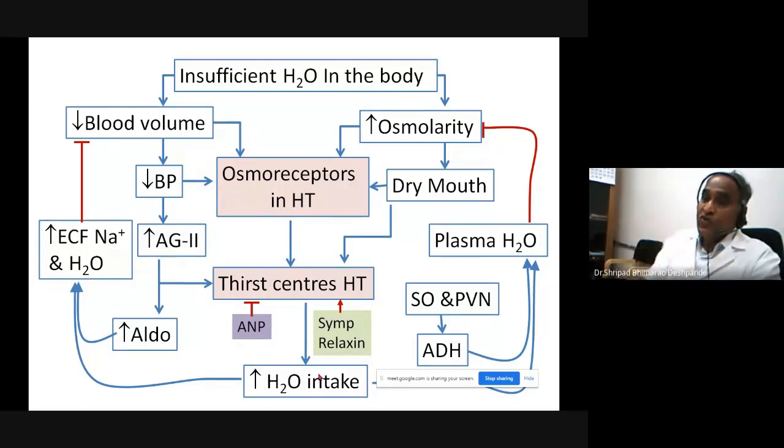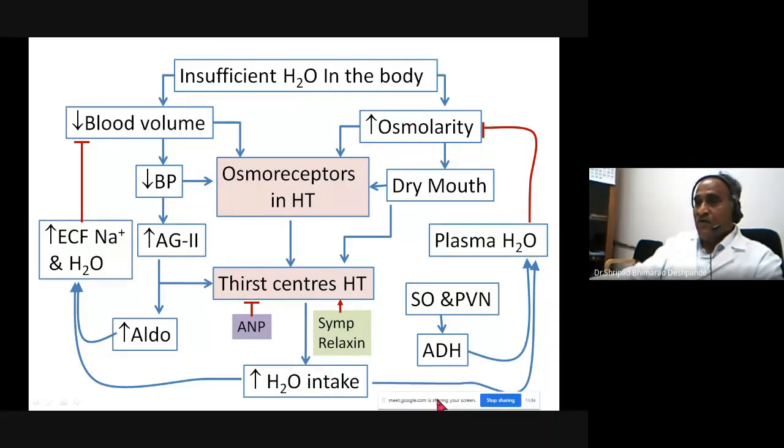So you try to go and find water and drink. The entire behavior is associated. So there is an increase in drinking of water. It has started with the increased osmolality. Now water intake is activated. So that is fine. Now what is happening here?